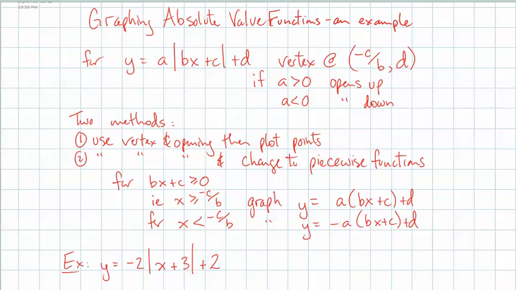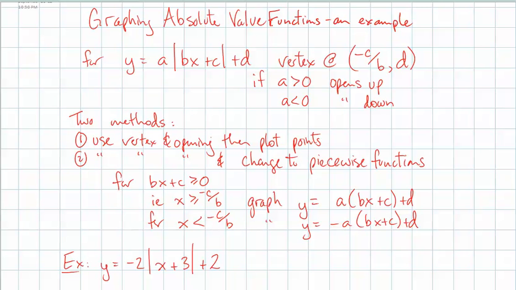Alright, I'm going to give you an example of how to graph an absolute value function. Remember from our notes, we had this expression with a, b, c, d as values that can take various numbers, and I've defined the vertex of this to be at negative c over b, comma d. I've also mentioned that if a is greater than 0, it opens up, and if a is less than 0, it opens down. And I should just remind you, we're dealing with absolute value functions, so these are going to be V-shaped functions because of the absolute value.